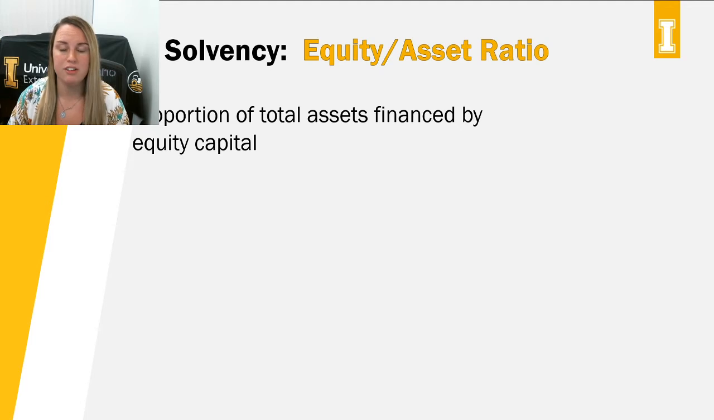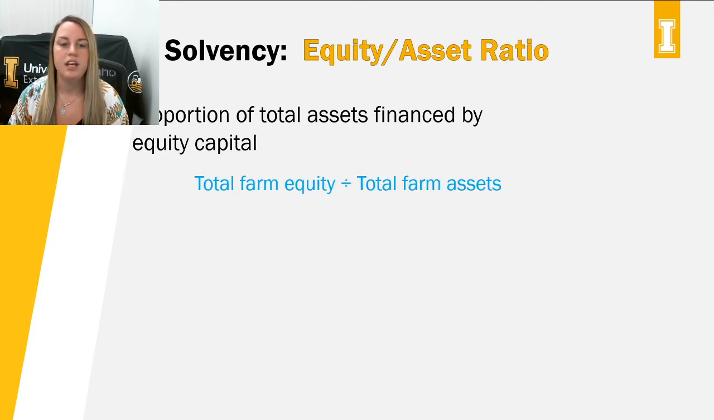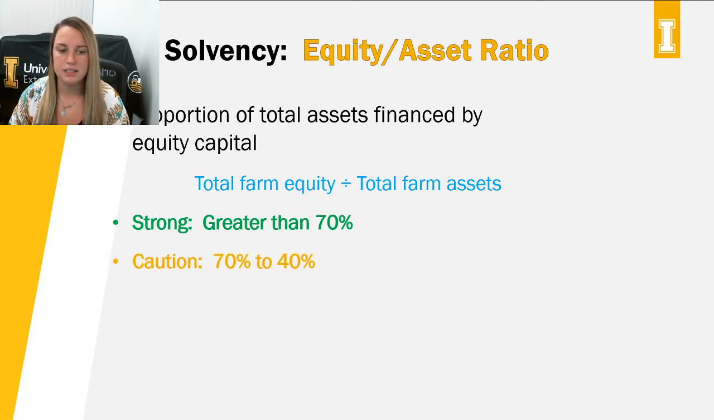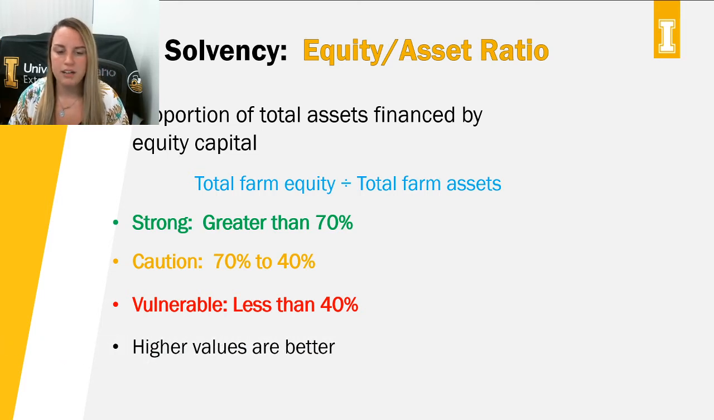Then we have the equity to asset ratio. It's the proportion of total assets financed by equity capital, and it's total farm equity divided by total farm assets. A great ratio would be greater than 70%. Caution is 70 to 40%. Vulnerable is less than 40%. So less than 40% of your assets are actually owned by you, in the equity that you've put inside of them. So higher values are better.